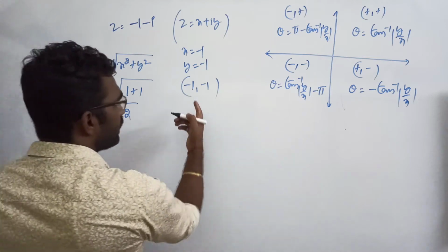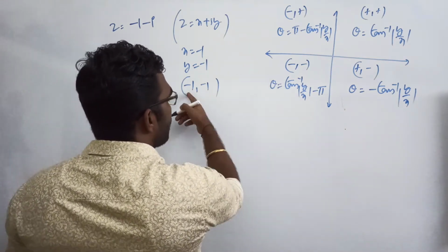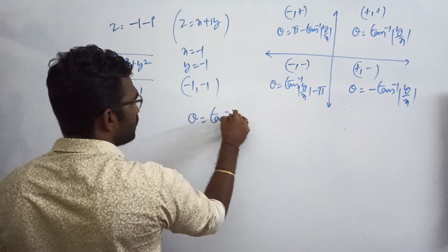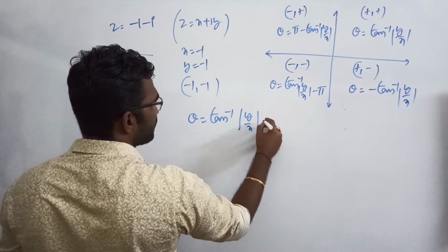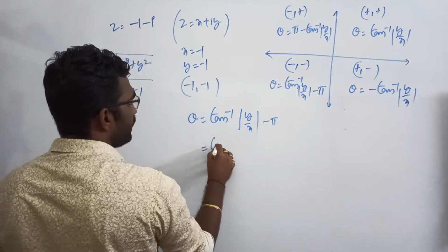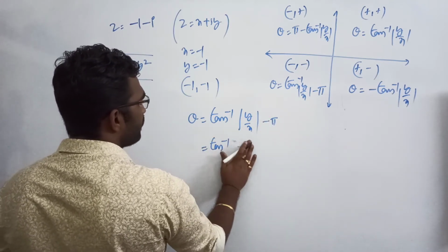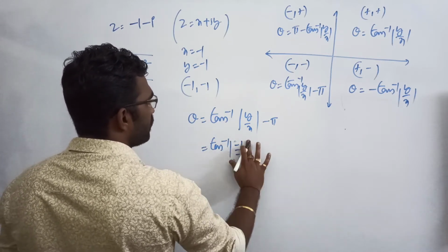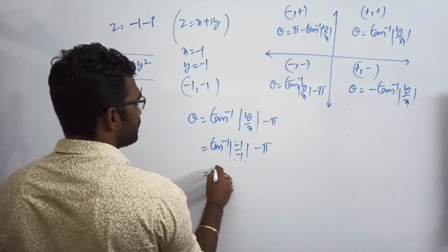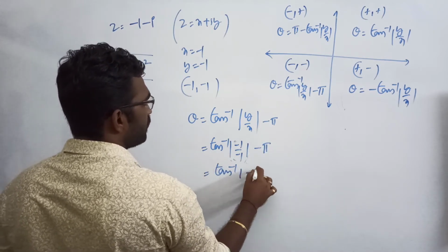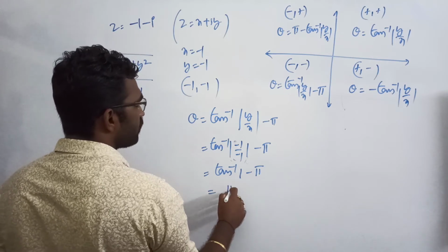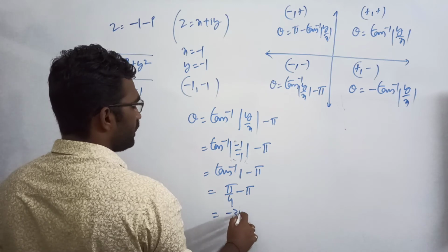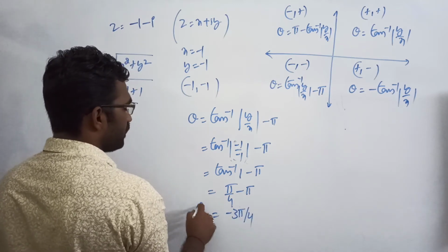That is the r value. Theta will depend upon the quadrant. Minus comma minus means third quadrant. Therefore theta can be written as tan inverse of mod of y divided by x, minus pi. Tan inverse of mod of y by x, with minus 1 comma minus 1 under mod, is tan inverse of 1 minus pi. Tan inverse of 1 is pi by 4, minus pi. Therefore you will get minus 3 pi by 4. That is nothing but the theta value.